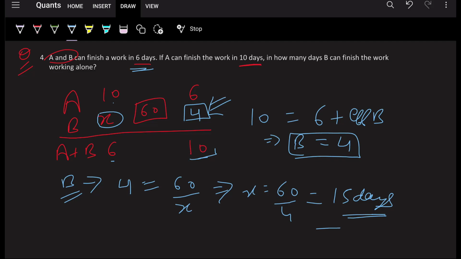Okay. Now for A, efficiency will be what? Total work upon number of days taken by A. It will be 6, and for A plus B it will be 10. Now it has to be observed that efficiency of A plus B is 10 and efficiency of A is 6. Then what will be the efficiency of B? So 10 is equal to 6 plus efficiency of B. So from here efficiency of B is coming as 4. Now efficiency of B is 4, which will be equal to total work, which is 60, divided by number of days taken by B. So from here we have found out the value of X, which is coming as 15 days.